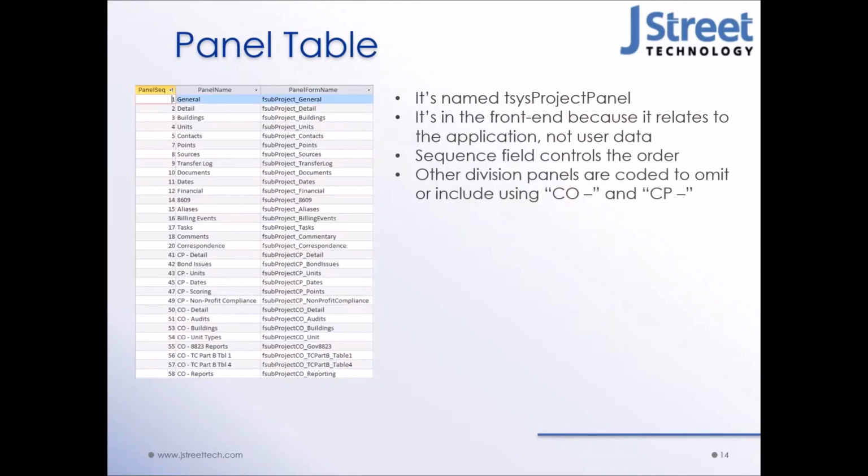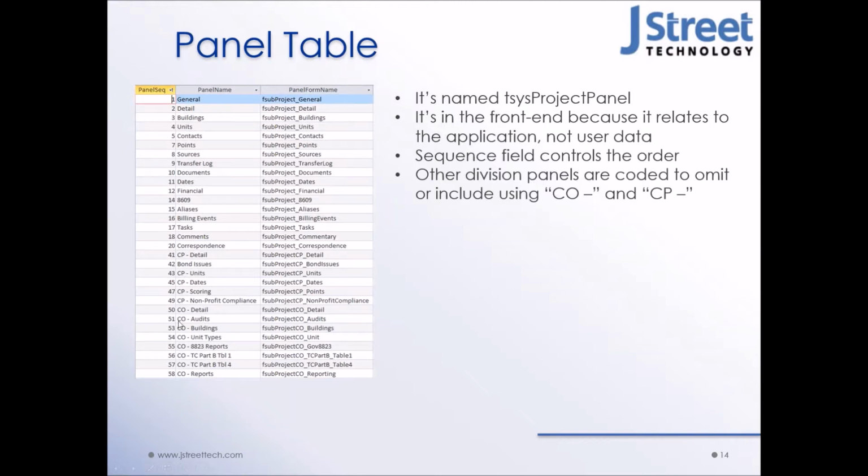So the way we do it is we have a table, and our naming convention at J Street is that we name tables that drive the system, in other words, they're not user data, they're application data, with the prefix tsys. So we have a tsys panel table, project panel, and it's in the front end, not the back end. The reason it's in the front end is because it relates to coding, to loading all these subforms. We wouldn't want it in the back end because if we rolled out a new version of the application that had a new panel, that goes with the application version in the front end. You wouldn't want it to show up for everybody in the back end. So you've got to know where your data is supposed to be.